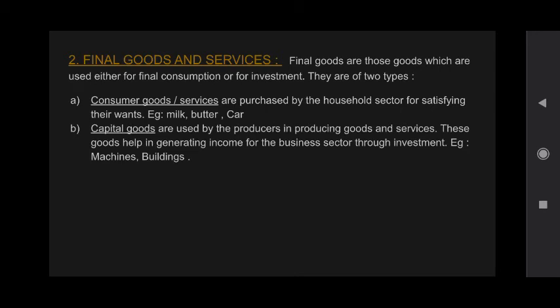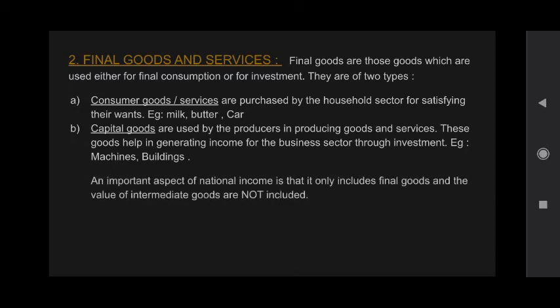Second type of final good is the capital goods. Now these goods are used by the producers, that is the business sector, the second sector of the economy, as their job is to produce goods and services. And these goods help in generating income for the business by making an investment into them. So when a seller purchases machines, buildings, or land, or plant, then it is simply said that it is actually making an investment, and therefore they help in generating income, because through these goods we are going to produce the goods and services.